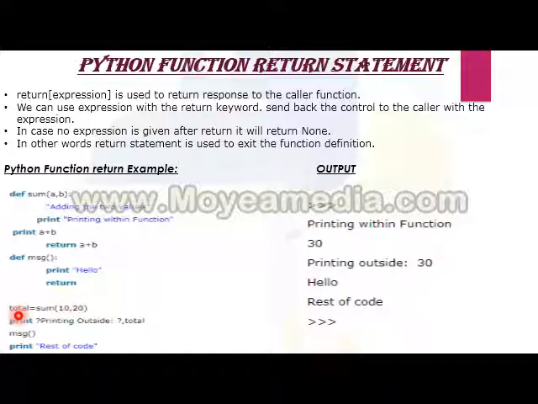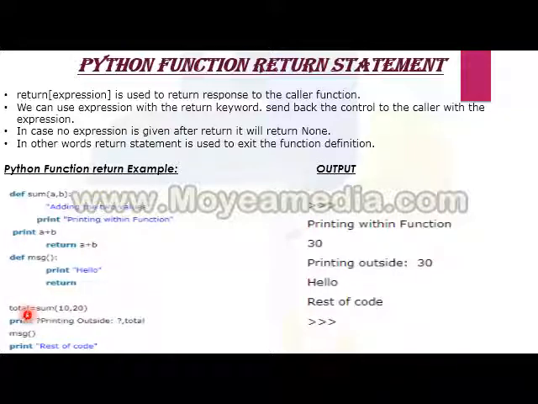Here firstly total is equal to sum(10, 20). Here the function is called, so we will come here, and the values 10 and 20 will be passed. When it is executed, the output will be printing within function. Print a plus b, the 10 plus 20 will be printed here. Then the statement is return a plus b, so this a plus b will be returned to this total variable because it is a return statement.